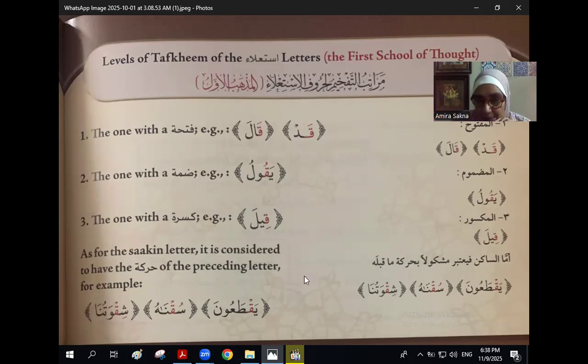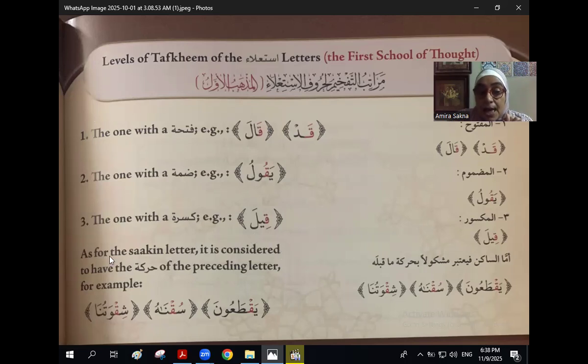And this was added by Al-Imam Al-Mitwalli or Shaykh Al-Mitwalli, who died around 130 years ago. And he was the head of the Egyptian reciters. This part was his act. It's not of Ibn Tahan. Ibn Tahan just explained those three levels only. He didn't mention the sukoon.